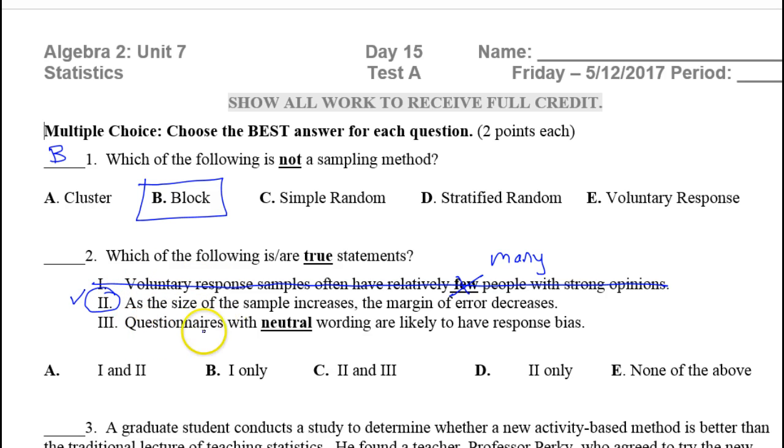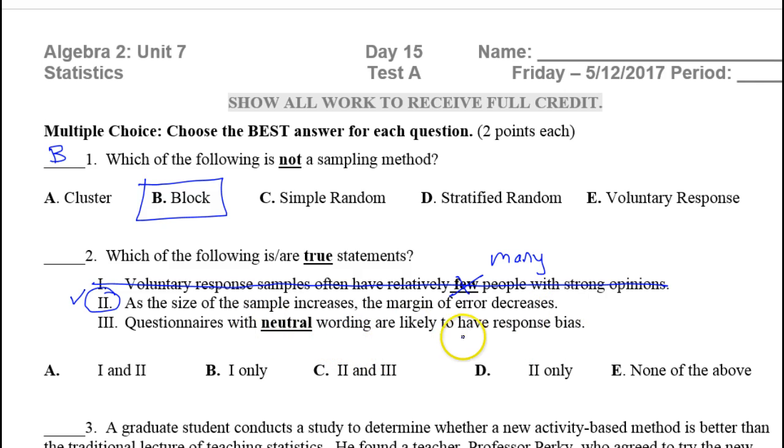So what about number 3? Questionnaires with neutral wording are likely to have response bias. In this context, bias means influencing a person in one direction or another. So if I ask you a survey question and I say, do you agree or disagree with this ridiculous proposal? Then by calling it a ridiculous proposal, I've introduced bias into the question, and I'm making you want to not say yes, not say agree.